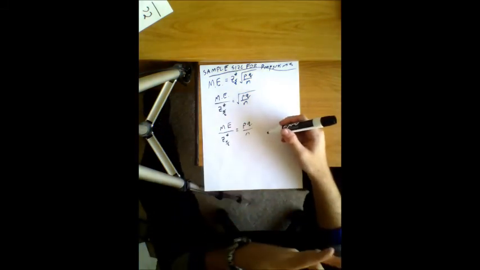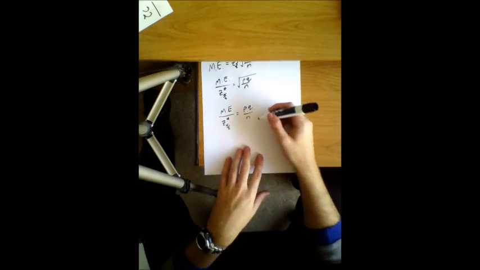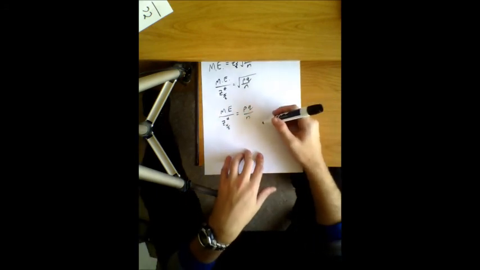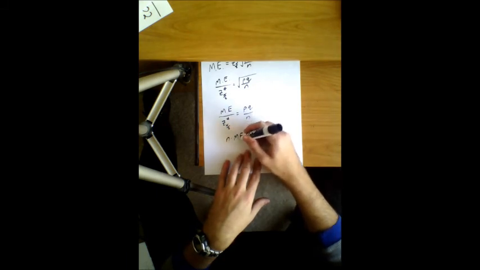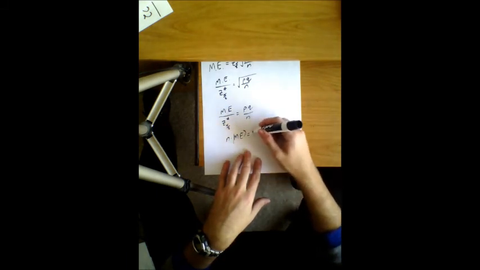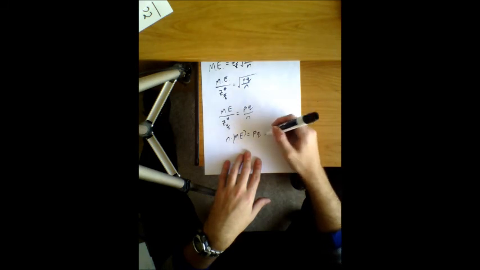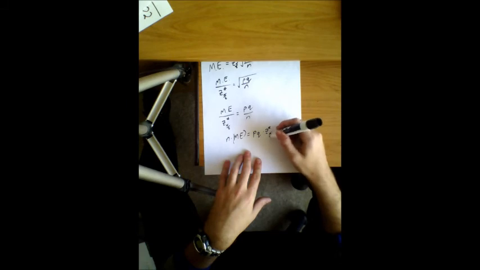And with a little bit of rearranging, I'm not sure how you might rearrange this. Some of you might write this as n times ME, margin of error, is equal to pq times z star of alpha over 2.